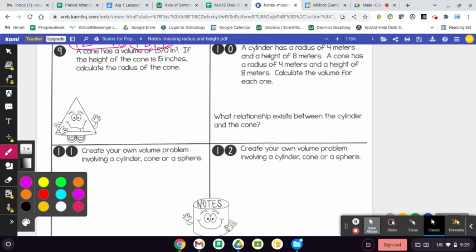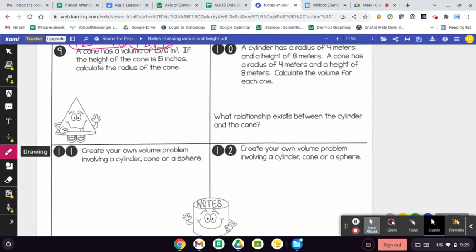The volume of a cone is 1,570 inches cubed. If the height of the cone is 15 inches, calculate the radius of the cone. What are we trying to find? The radius. Okay, tell me what to do, Eliana. First you have to write the formula. The formula is equal to 1/3 pi times radius squared times height.